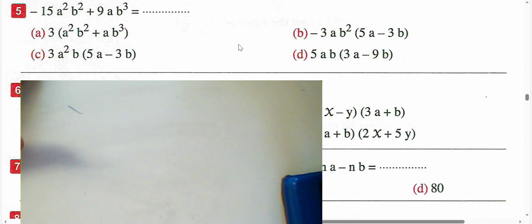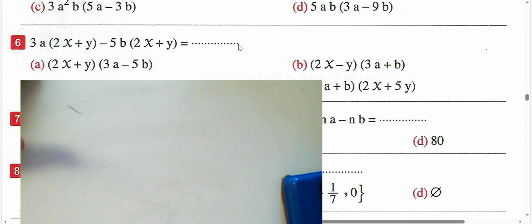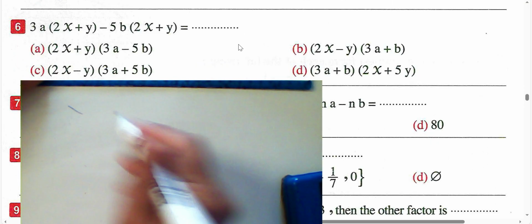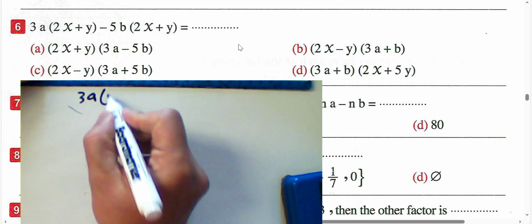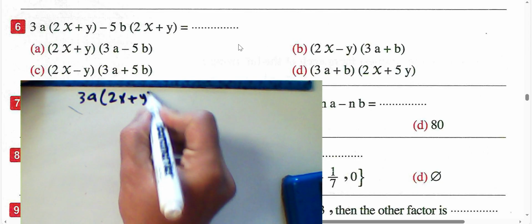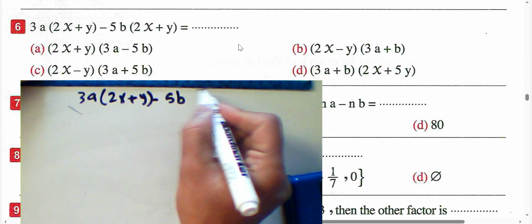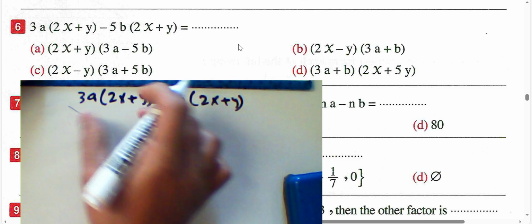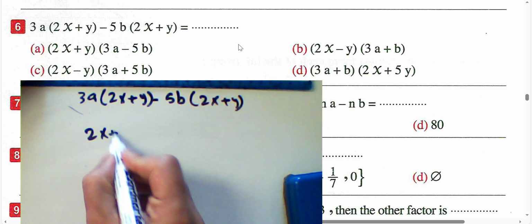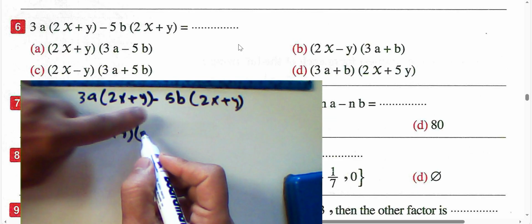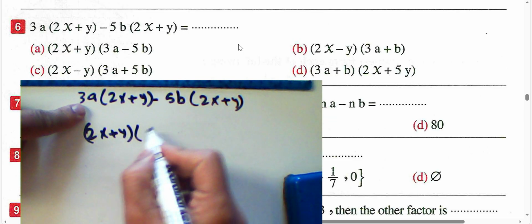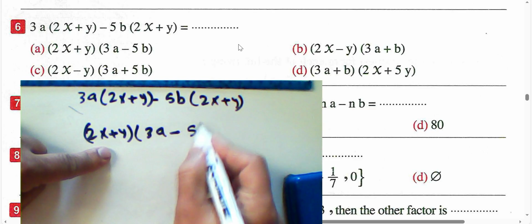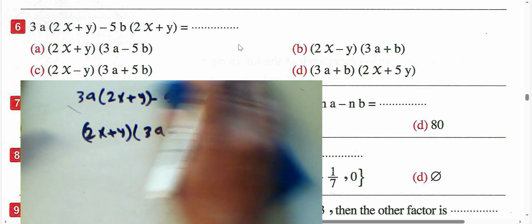Okay, next question. Number 3, 3a times 2x plus y, subtract 5b times 2x plus y. We can write the highest common factor between them, the bracket repeating. Right, 2x plus y is the highest common factor. Then the result of dividing this expression by 2x plus y will be 3a. This expression divided by 2x plus y, the result will be 5b. Okay, next question.